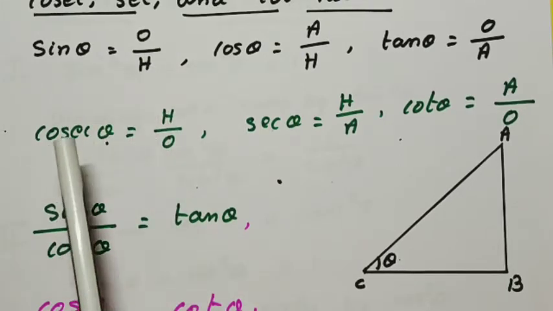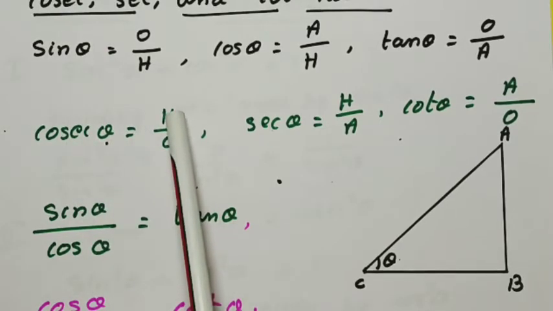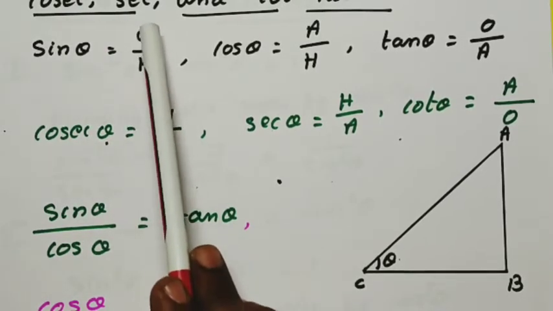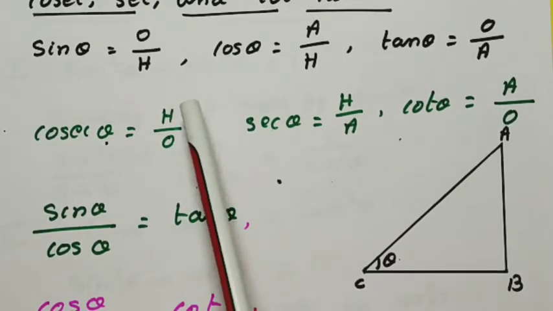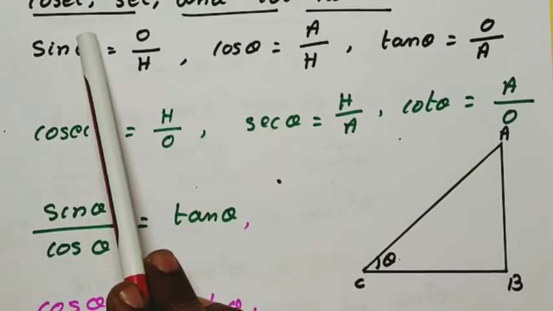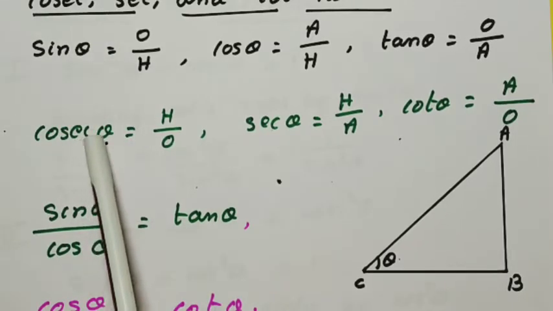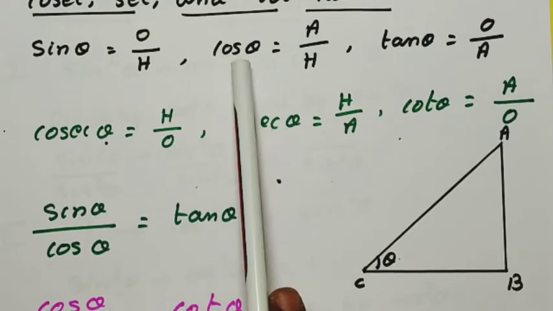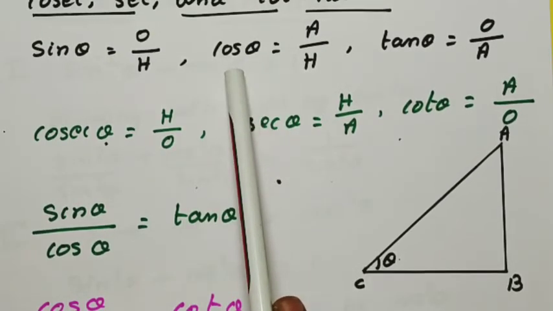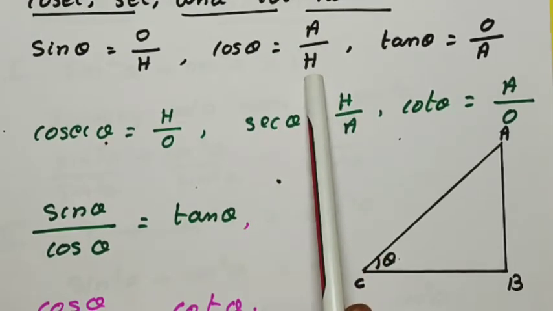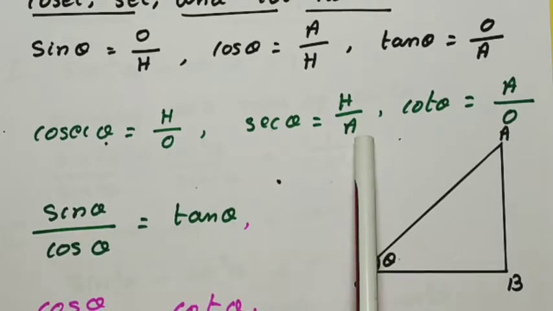What is cosec? Cosec is inverse of sin. Therefore, it is hypotenuse upon opposite side. Inverse of sin theta is cosec theta. Therefore, we can write cosec theta is equal to 1 upon sin theta, or sin theta is equal to 1 upon cosec theta. Now, second, cos theta. Cos and sec are inverse ratios. Cos theta is adjacent side upon hypotenuse. So, what is sec theta? Sec theta is hypotenuse upon adjacent side.